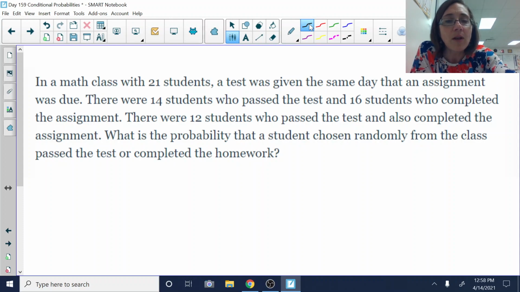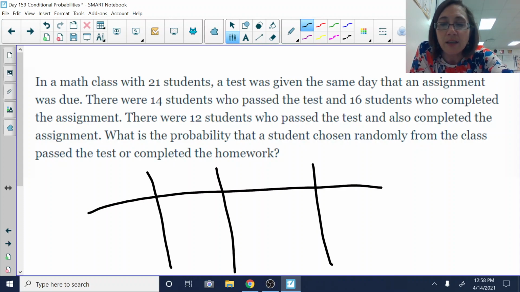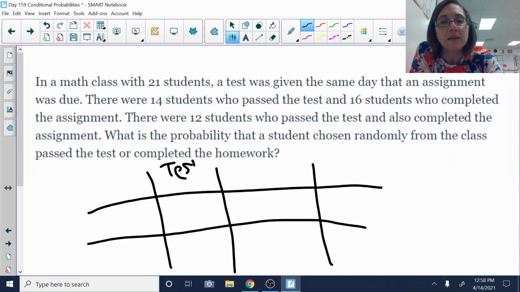So to make our table, we have 2 basic questions. One is, did you do the assignment? And the other is, did you pass the test? So we'll put the test up here. Test pass, test fail.